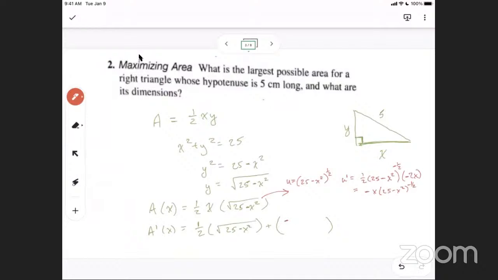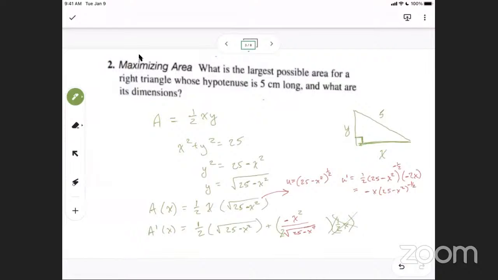So it's really negative x, the 2's and the 1/2 canceled, all over the square root of 25 minus x squared. That's the derivative. And then I'm going to multiply that by 1/2 x, which was my first function. So I can make this x squared, and I can make that a 2 down there to clean it up. You understand how I did that?